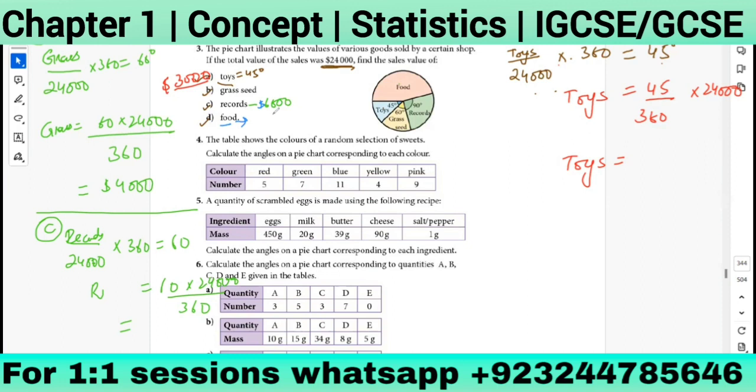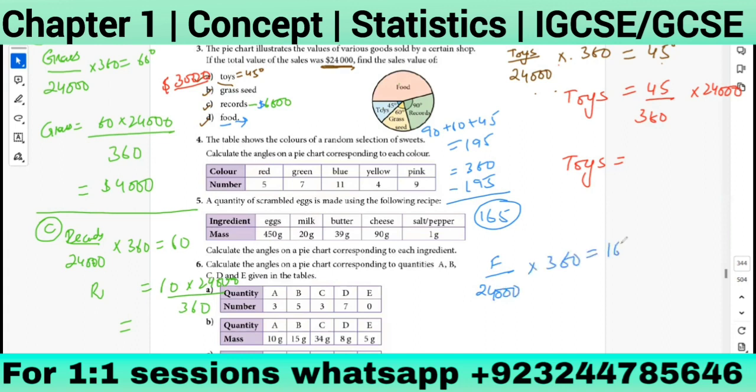11,000. Two minutes before you were giving another answer. So the number one thing is to add 90 plus 60 plus 45, which is 195. Adding 90 plus 60 plus 45 will give you 195. Then 360 minus 195 will give you 165. Now you're going to work on the food. It will be food divided by 24,000 times 360, which is equal to 165, which will give you $11,000.